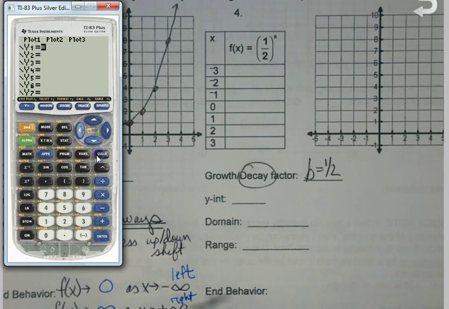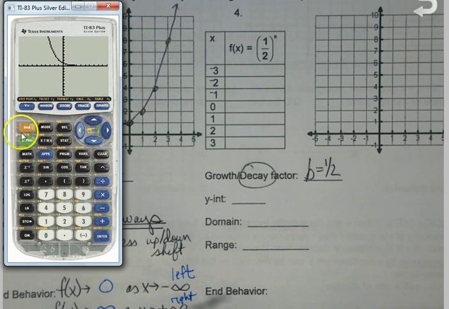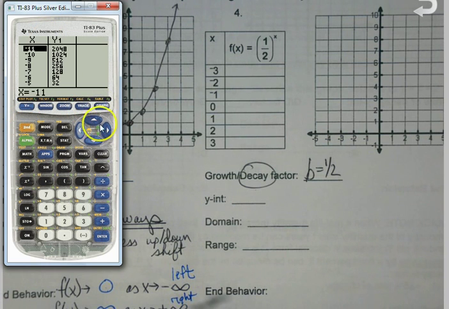So let's get this in. Make sure, I'm going to stress this again. Whenever you're dealing with a fraction, when you're graphing, you've got to make sure that you get the parentheses in. Because if you don't, you're not going to be graphing 1/2 to the x power. You're going to be graphing 1/2 to the x. That's totally different. Down to the right. Okay, that makes sense.